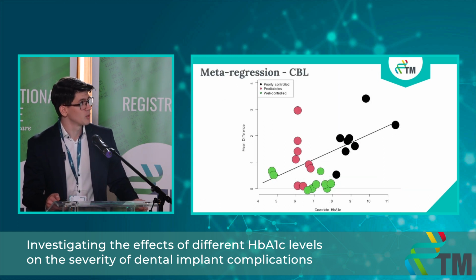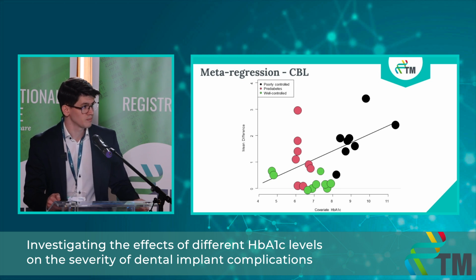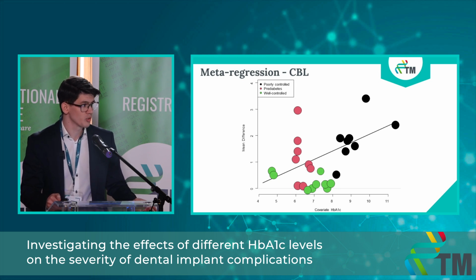In this slide, I would like to present the results of our meta-regression. We have used the patient group's average HbA1c levels as a covariate against the outcome, which is crestal bone loss. 21% of the mean differences can be explained by the different HbA1c levels, so we can say that there is some dose-response relationship between the two values.